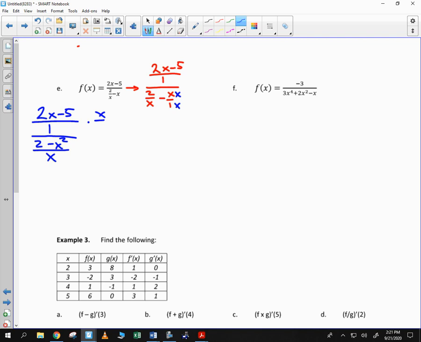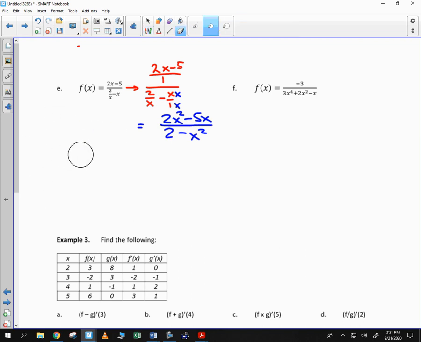Multiplied by the reciprocal, and we get 2x squared minus 5x over 2 minus x squared. So to be clear, all I've done at this point is just rewrite it. So this is f of x.